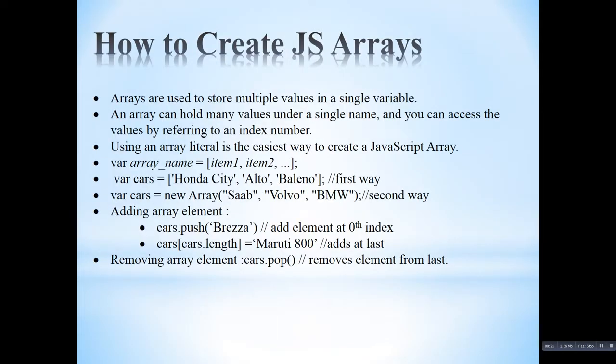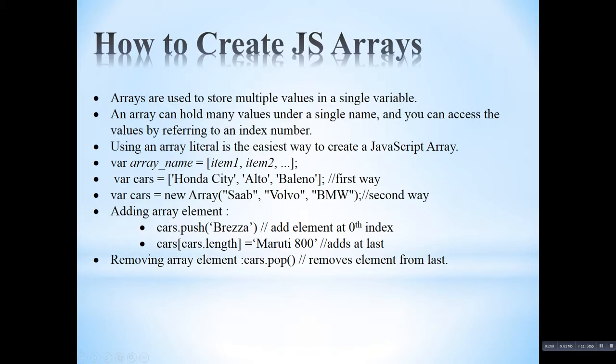Arrays are used to store multiple values in a single variable. An array can hold many items and you can access item values by referring to the index number. This is the syntax. You can see I'm creating here one cars array and giving the item names Honda City, Alto, Baleno. This is the first way of creating an array, and in the second way you can create an array object. You can give the syntax like new Array and the values whatever you want to give.